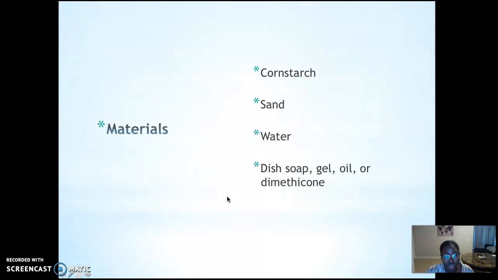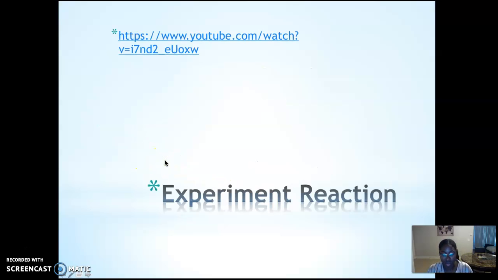The materials that you need for the experiment are cornstarch, sand, water, dish soap, gel, oil, or something that has dimethicone in it. It could be anti-frizz spray, all kinds of things. So I did the experiment. It didn't quite come out as successful because it's a ratio that you have to measure out, the exact amount of water, cornstarch, and dimethicone, etc. So mine came out like a floppy little nasty kinetic sand.